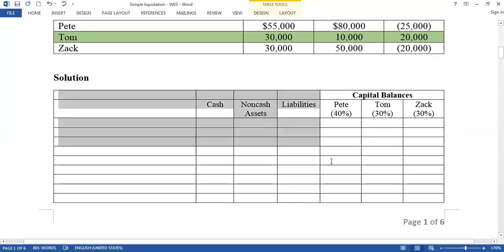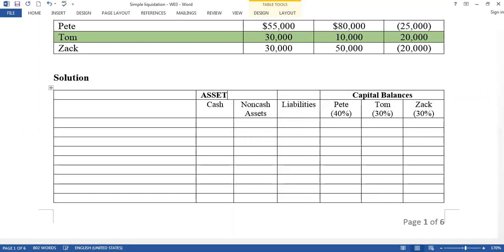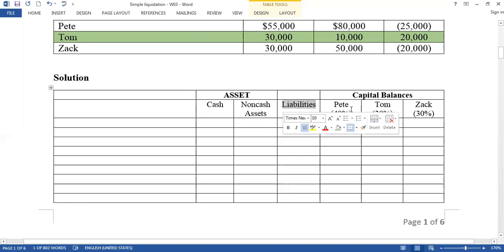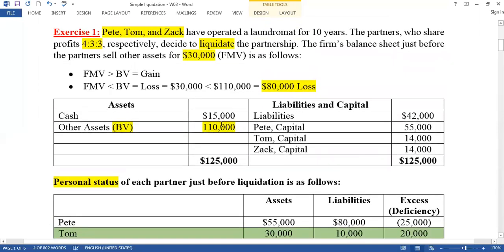So this is the schedule. This is the partnership liquidation schedule, and this is cash. This is non-cash asset. So these columns are the asset part. Then we have liabilities. Then we have capital balances. We can copy and paste from the question. At this moment, we have $15,000 cash.